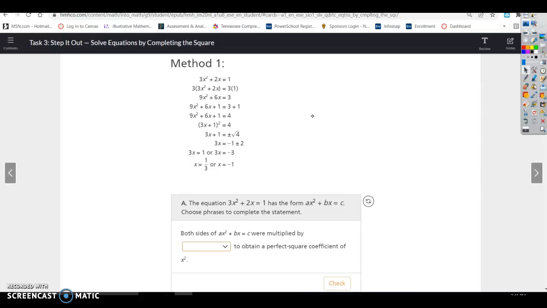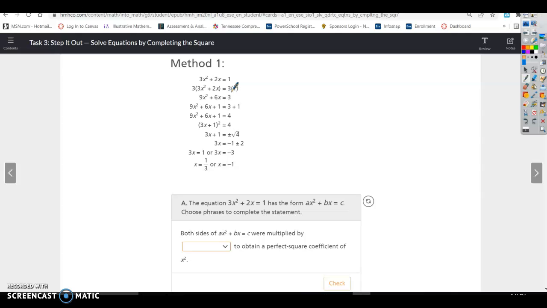What that means is when we multiply this equation by 3, we have to do the same thing on both sides, and you have to multiply the whole equation. So they put this in parentheses so that both terms get multiplied by 3. So 3 times 3x squared is 9x squared. 3 times 2x is 6x, and 3 times 1 is 3. This equation is 3 times larger than this one, but it's equivalent to that equation. We just wrote it in a form where we can complete the square.